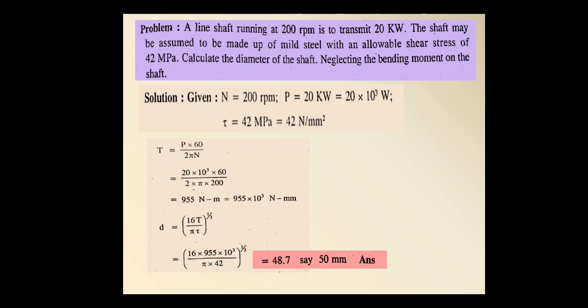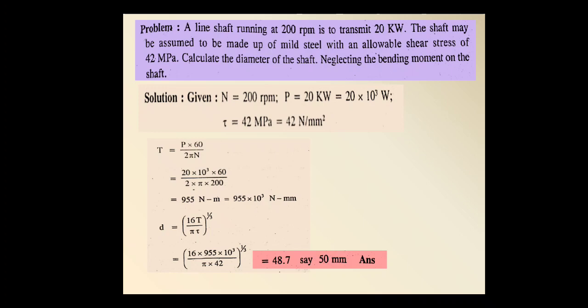In the problems, the first question is: a line shaft running at 200 rpm is to transmit 20 kilowatt. The shaft may be assumed to be made of mild steel with an allowable shear stress of 42 megapascal. Calculate the diameter of the shaft, neglecting the bending moment on the shaft. So this is the given problem.